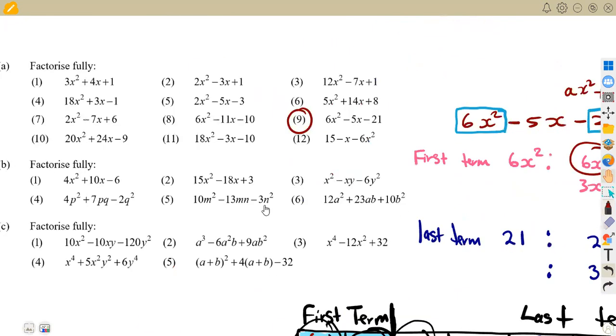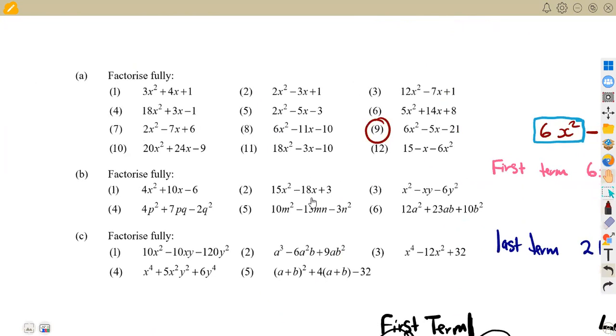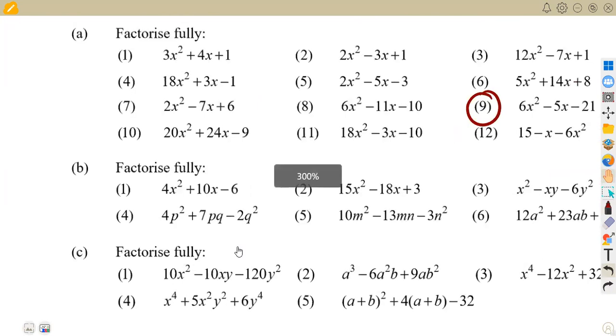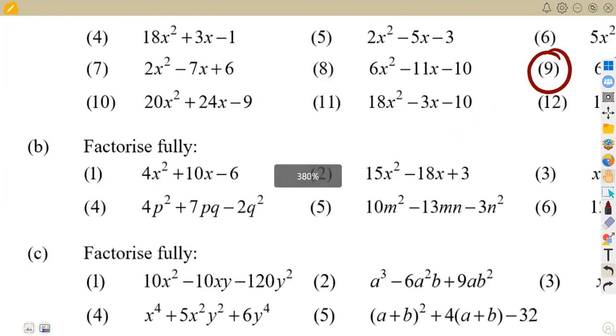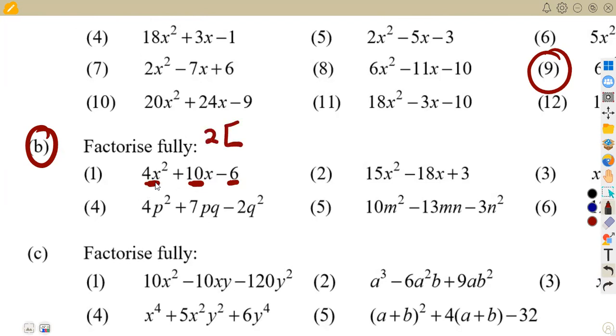Okay, then there are questions like this. As you are going to try your questions, there are questions where you can remember the golden rule of your factorization. Questions like question B, this one, 4x squared plus 10x minus 6. You can even start by factoring the first term, which is common, which is 2. So if I factor out 2, I divide 4x squared by 2, I get 2x squared, okay? 10x divided by 2, I get what? 5x. Minus 6 divided by 2, I get minus 3.